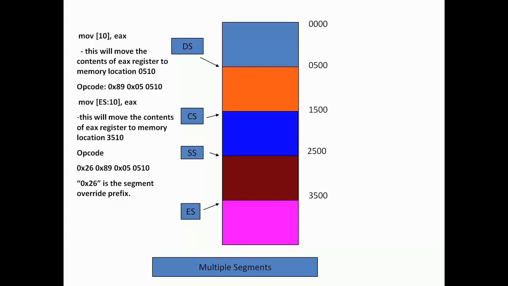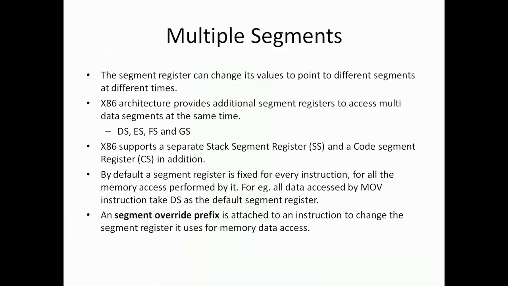That 0x26 in front of 0x89, 0x05, 0510 basically tells me what? Move it from ES, use ES as the segment register rather than SS or DS. So, this is the basic thing. With this as a background, let us quickly go through this slide. I need multiple segments for some reason. I will ask you at the end of this slide why we need multiple segments. Let us see how many of you answer that.